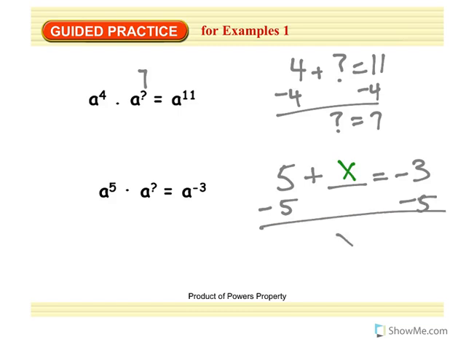And we should be able to figure out, even without the algebra, that x is negative 8. In other words, what can I add to 5 to get me all the way back to negative 3? Well, negative 3 is 8 units to the left of 5 on a number line. So that means I would have to use negative 8, because 5 plus negative 8 is negative 3.